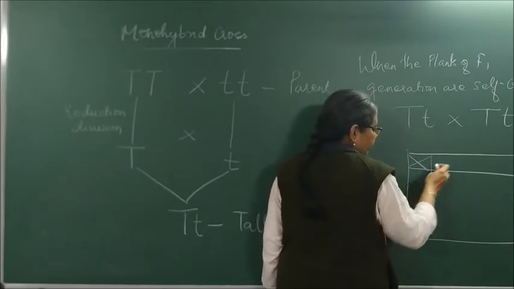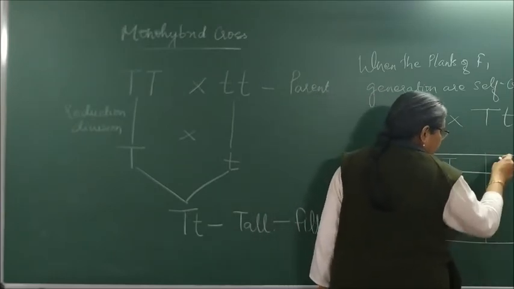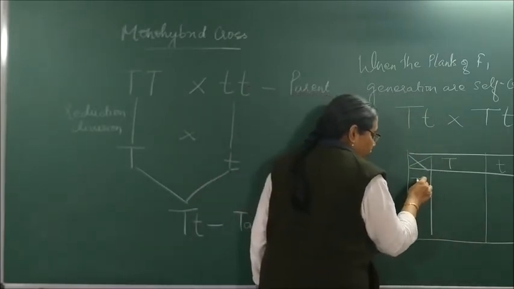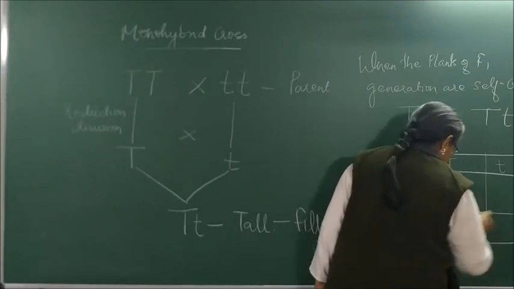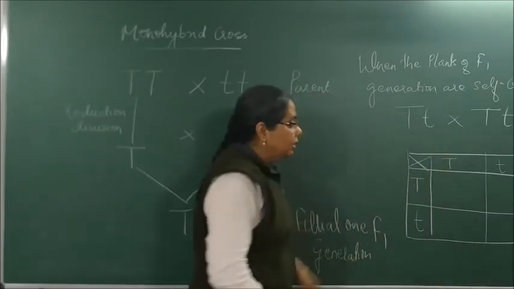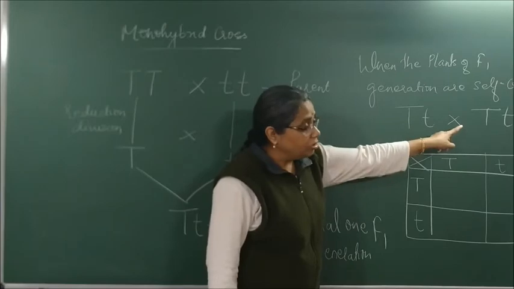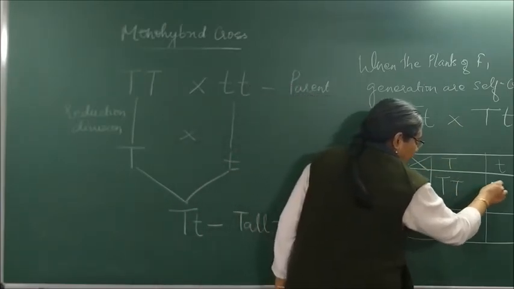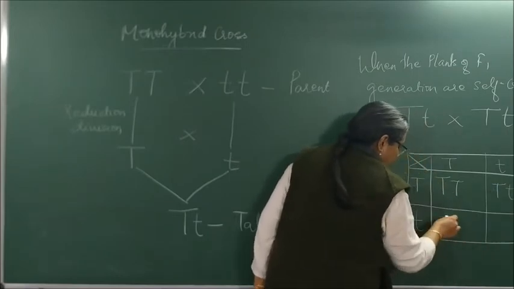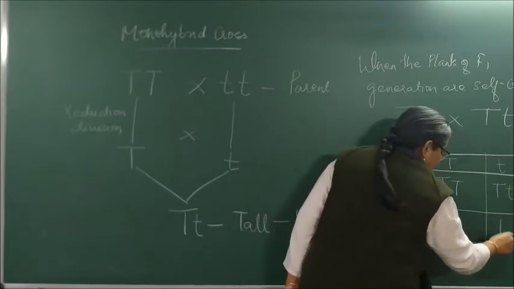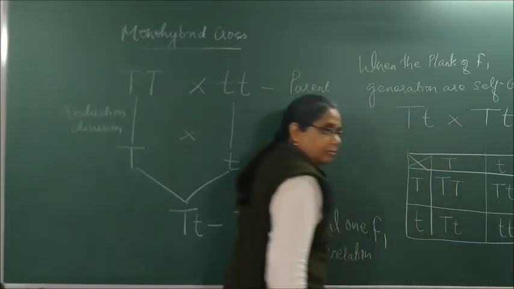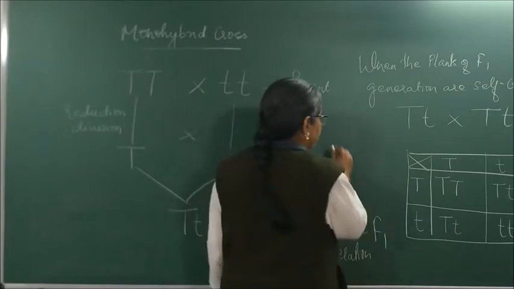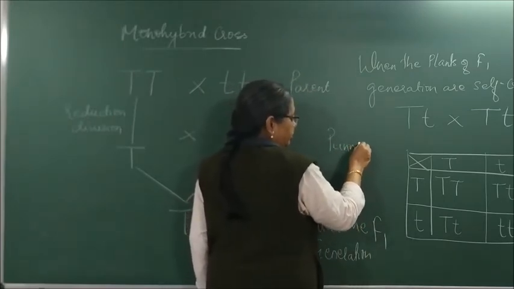The first plant will give 1 gamete T and another gamete small t. Correct? The second plant will also give a gamete T and t. This will give T and T, this will also give T and t. Cross it now: TT, Tt, Tt, and tt. Correct? Understood this? So this square is called what square? Punnett square.